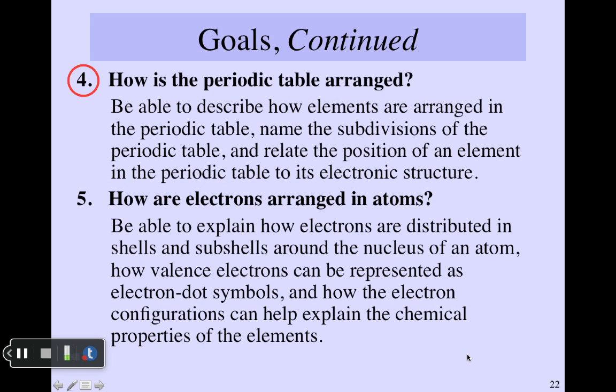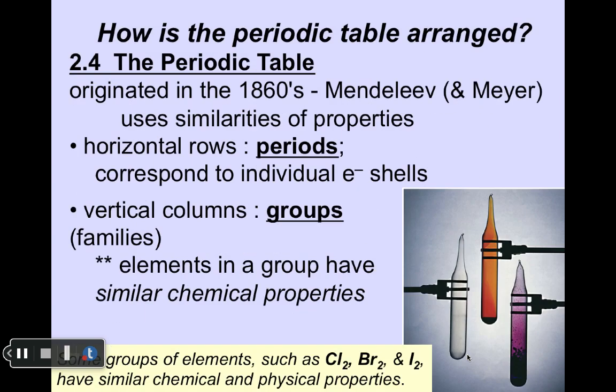All right, a few more comments about how the periodic table is arranged. This is primarily things you could read in the book, but I'd like to show you a few nice diagrams. The periodic table originated in the 1860s, which is surprisingly long ago, 150 years ago plus, by 2 gentlemen in 2 different countries. One was a German and one was a Russian. Got the right one in the right place here.